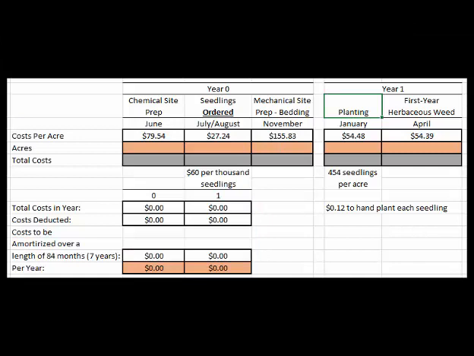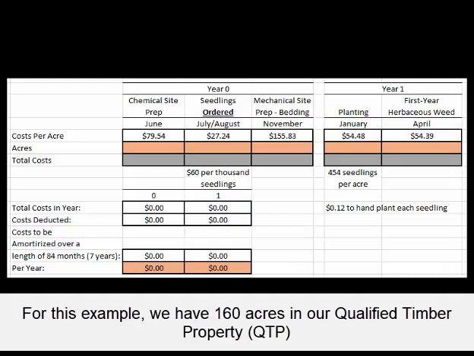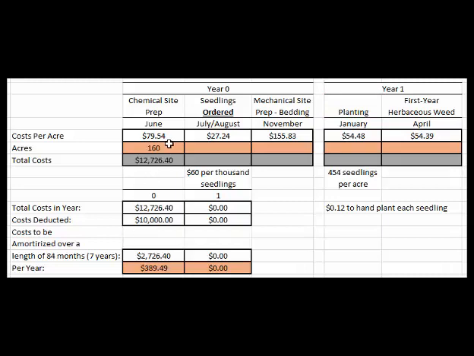And then we have our first year herbaceous weed control in April at a cost of $54.39. Since we have 160 acres in our stand, when we do the chemical site preparation treatment, you can see it comes up with a total cost of $12,726.40 across the 160 acres. And thus, we have basically sucked up the total amount of reforestation costs that we can deduct. And thus, the remainder is going to have to be amortized over a length of 84 months or 7 years within an 8-year period.